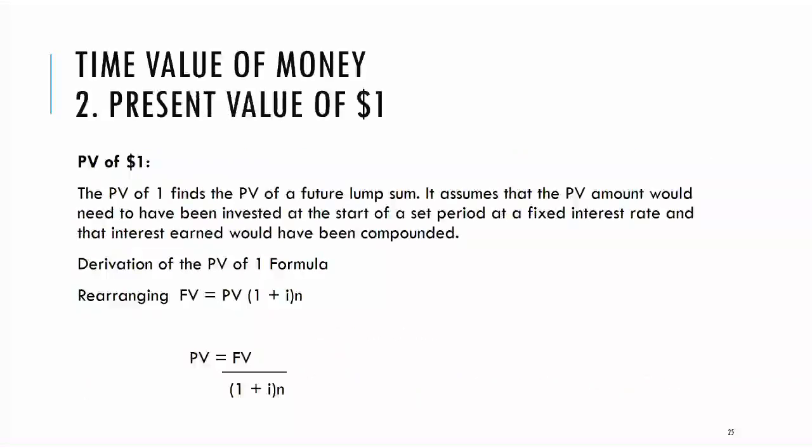Right, I'll go through this quickly. Present value of $1. We talked about future value, now we talk about present value. I know most of you have done this, so I'll go through quickly. Present value of $1 finds the present value of a future lump sum. It assumes that the present value amount would need to have been invested at the start of the set period at a fixed interest rate, and the interest earned would have been compounded.